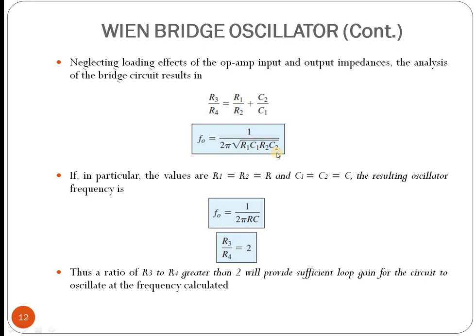Now in particular cases, if the values are taken like this, R1 equals R2 equals R, that means all are the same, and C1 and C2 equal C, then the resulting frequency will be f0 equals 1 by 2 pi RC. In that case, R3 divided by R4 will be 2. If this ratio is greater than 2, it will provide sufficient loop gain for the circuit to oscillate.